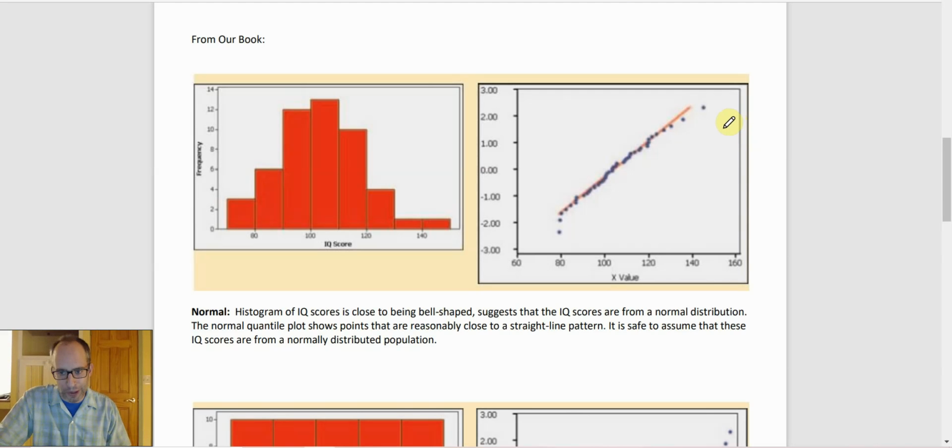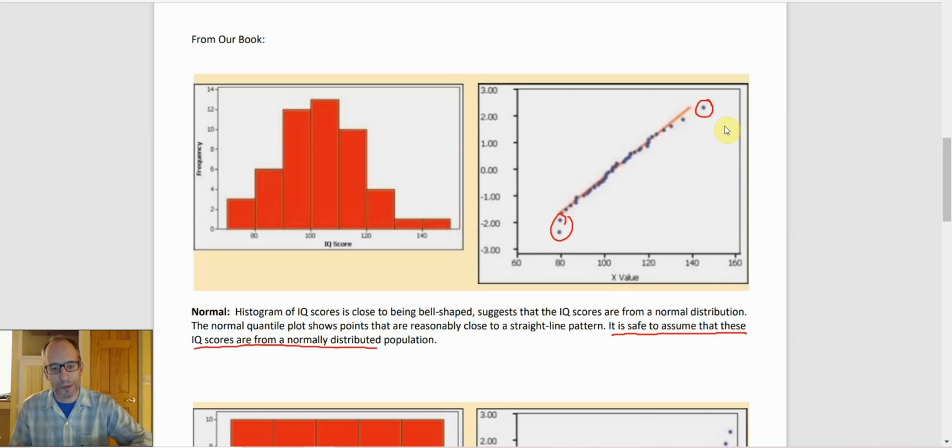So you don't get that perfect thing like I had on the last page, right? You get these strays like down here, or that's a stray up there. But for the most part, except for a couple of points on the ends, this looks pretty good. So this is one where you'd say it's close enough. Just looking at that last sentence, it's safe to assume that these IQ scores are from a normally distributed population, right? So you're not looking for it to be perfect, although that would be great. Close enough is good enough.